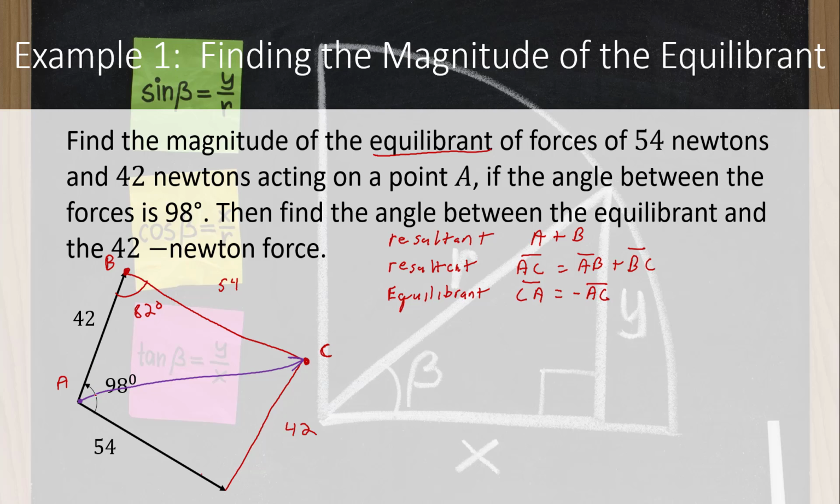Okay, so now we can go ahead and compute the magnitude of this. So we are going to have that the magnitude of AC, which once again is also the magnitude of CA, is going to be equal to, well, 42 squared plus 54 squared minus 2 times 42 times 54 times the cosine of 82.